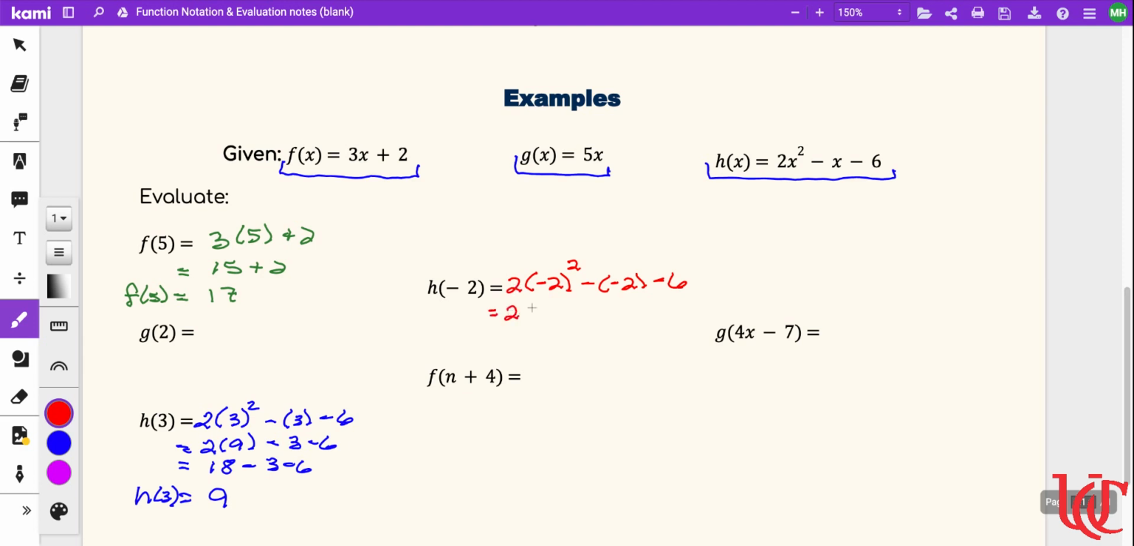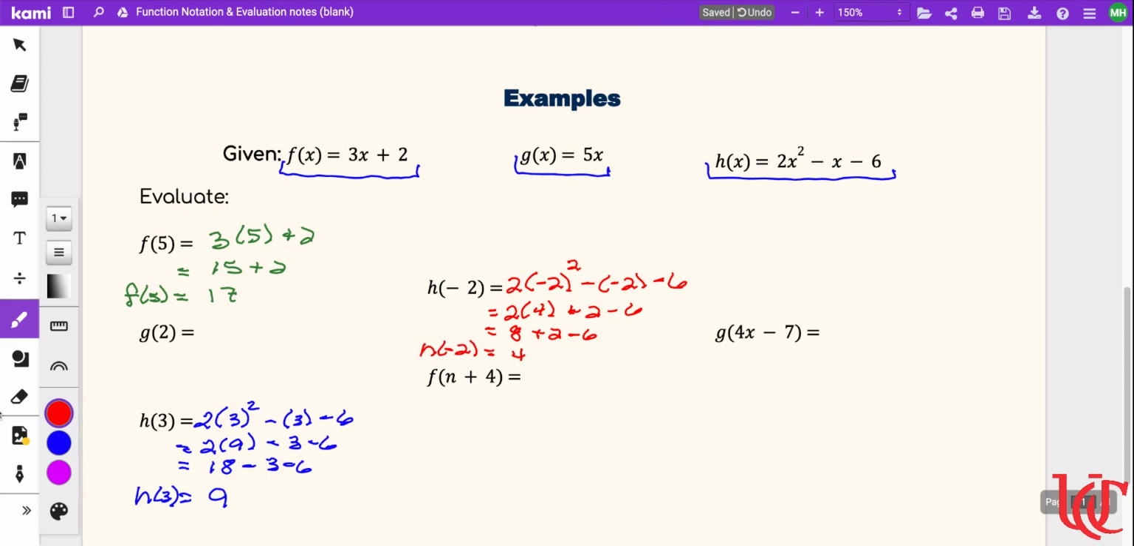So this is 2. Negative 2 times negative 2 is a 4 because a negative times a negative is positive. A negative 2. So that means the opposite of negative 2 is going to be a positive 2. And then I have a minus 6. So 2 times 4 is 8, plus 2 is 10, minus 6 is going to be 4. So 10 minus 6 is 4. So h of negative 2 is just 4. So we're really only working that right-hand side, simplifying as we can.